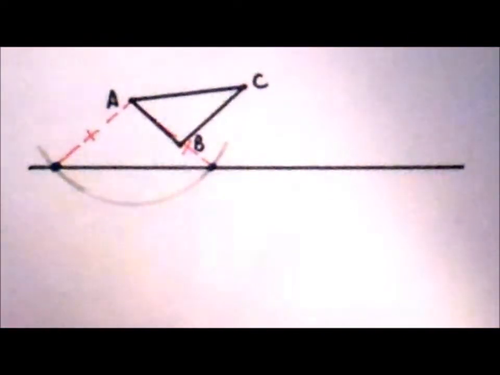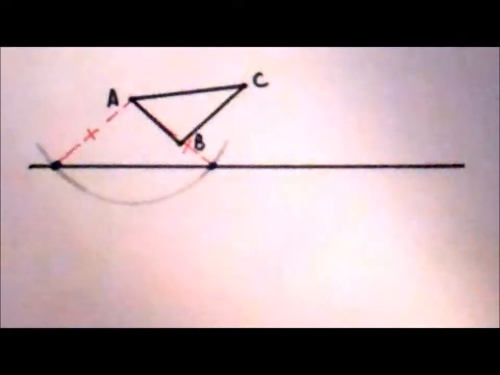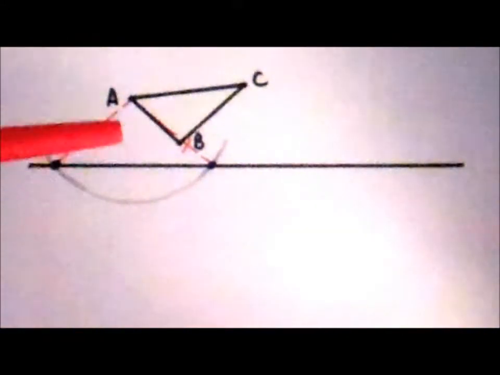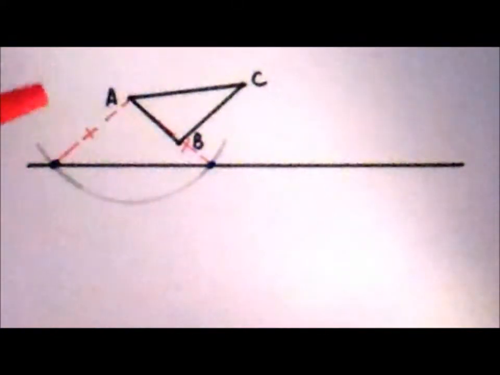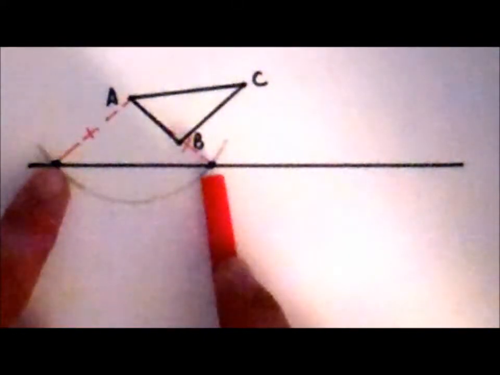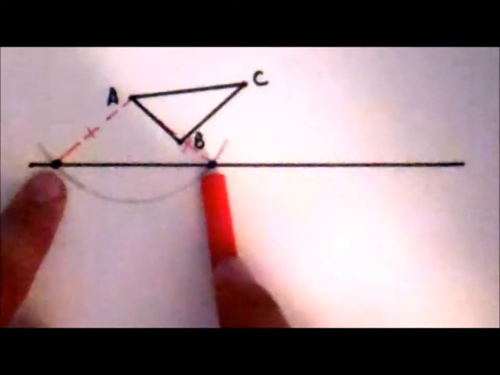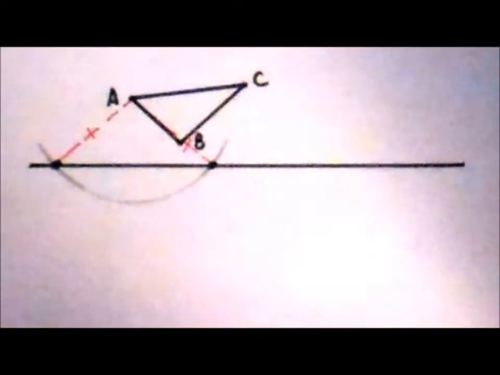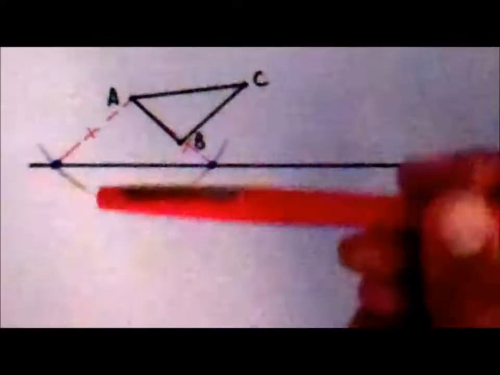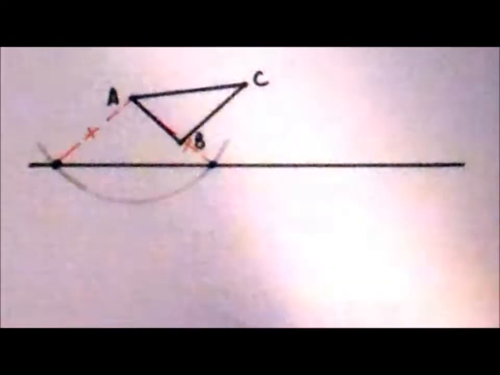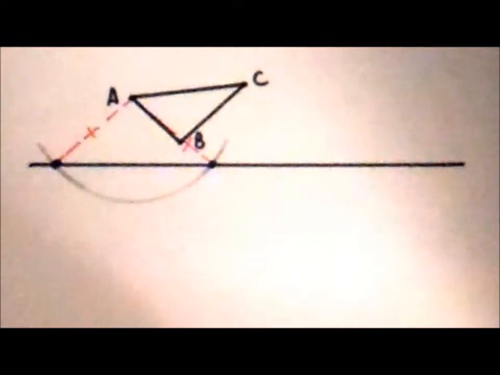Now, looking at another definition, if you have a point, in our case A, that is equidistant from two endpoints of a line segment, then it lies on the perpendicular bisector of that line. So if we wanted to, we could go ahead and draw that perpendicular bisector in right there. But we're going to go ahead and take an easier route.